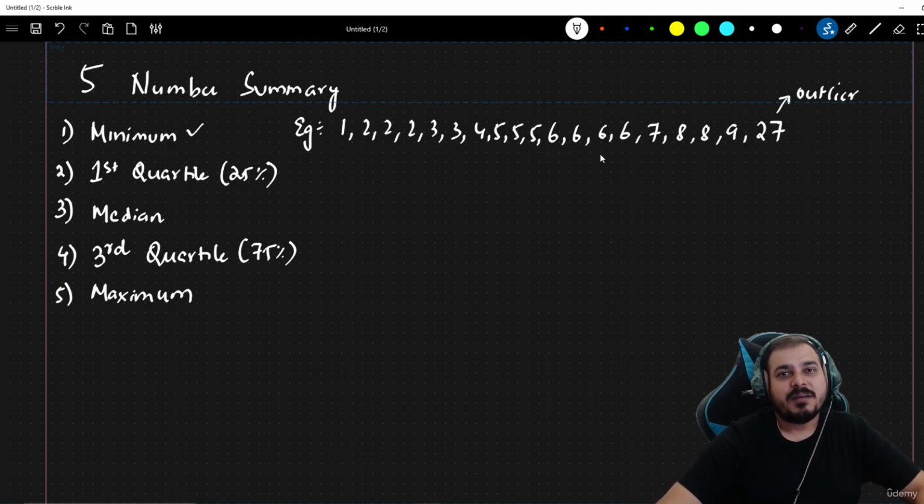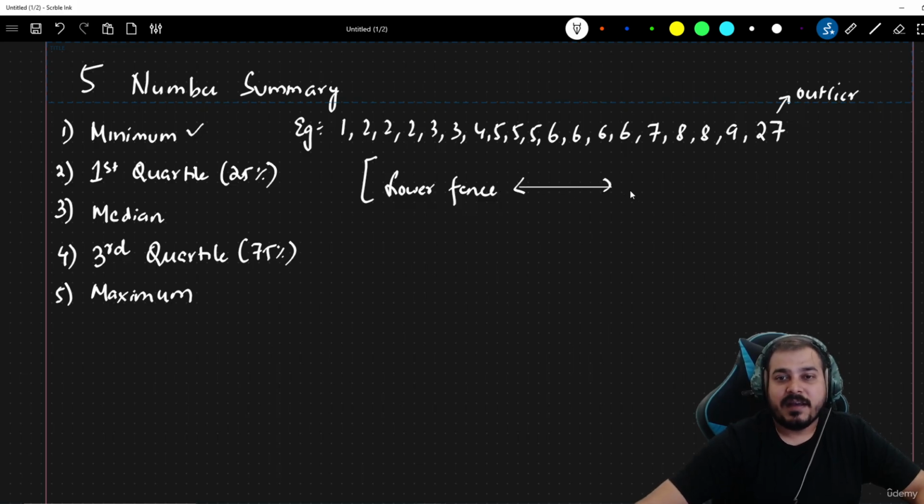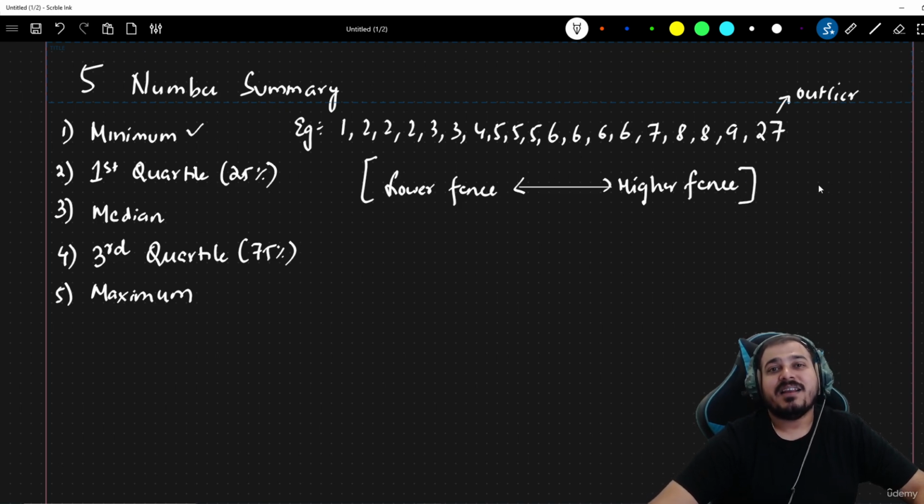Now this 5 number summary, I can also use to try to find out which are the outliers, and I can remove those values also. Now what is the first step in removing this kind of outliers? I really need to define my lower fence value and a higher fence value. Anything greater than the higher fence value will be removed as an outlier. Anything lower than the lower fence value will be removed as an outlier.